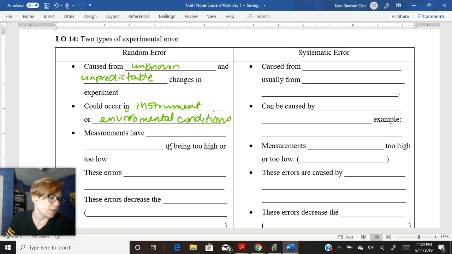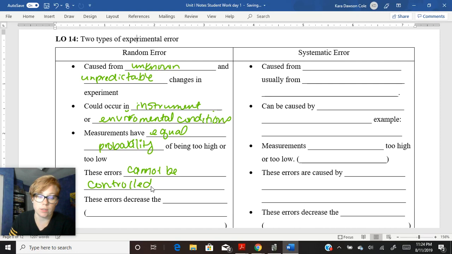The measurements have an equal probability of being too high or too low. These errors cannot be controlled, so we cannot control these errors. We are always going to have some sort of random error within an experiment. These types of errors decrease the precision. Precision is how multiple measurements agree.